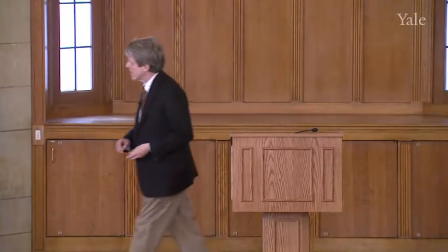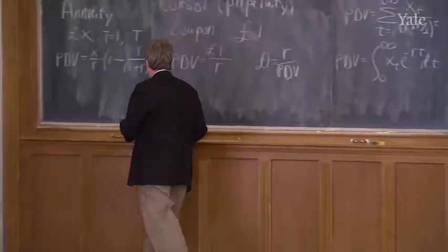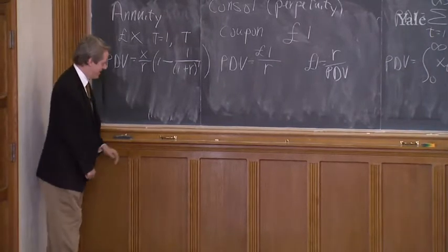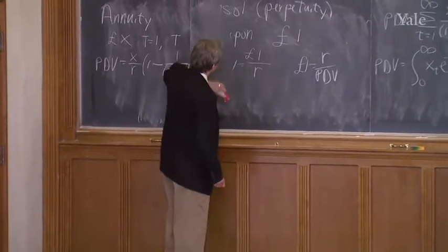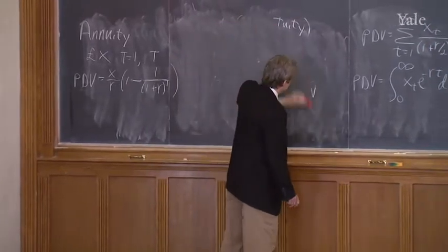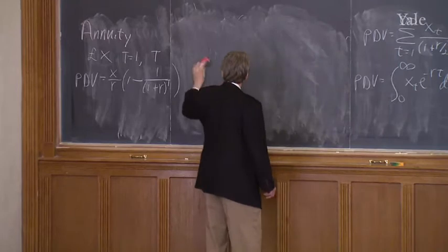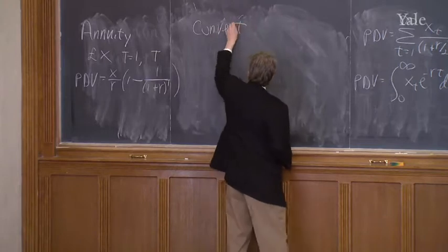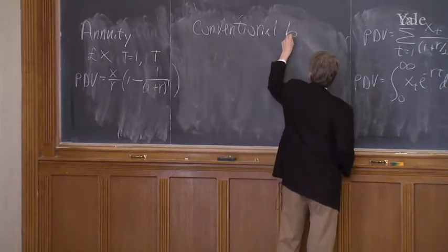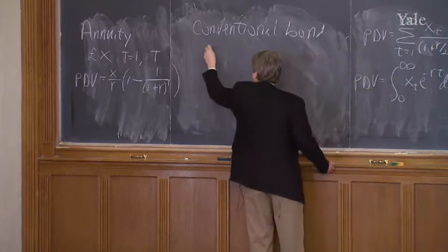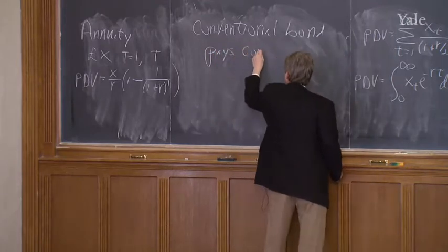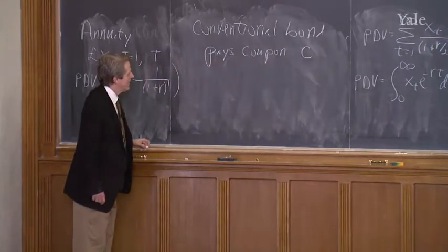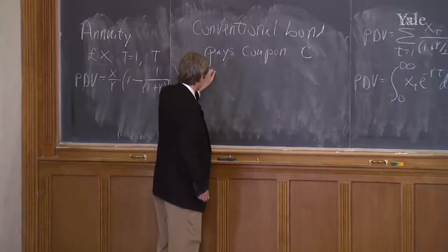The final thing I want to talk about is a corporate bond, or a conventional bond, which is a combination of an annuity and a discount bond. And so a conventional corporate bond or government bond pays a coupon every 6 months. So a conventional bond pays a coupon C, an amount C in dollars, pounds, or whatever currency, every 6 months.